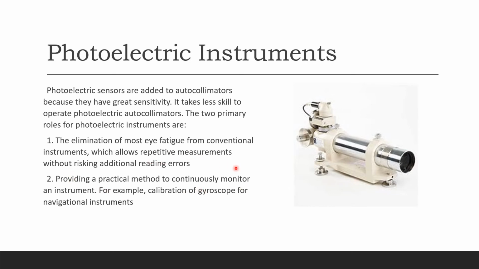The next one, going back to the first, is the elimination of most eye fatigue from conventional instruments, which allows repetitive measurements without risking additional reading errors. If you have eye fatigue, you are more likely to read wrong values, so to reduce reading errors we use them. Another role is providing a practical method to continuously monitor an instrument, for example in calibration, gyroscope or navigational instruments.